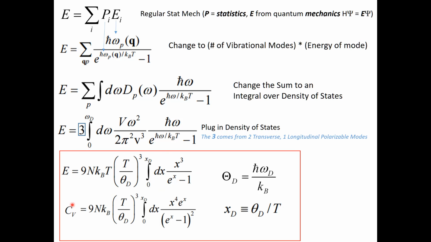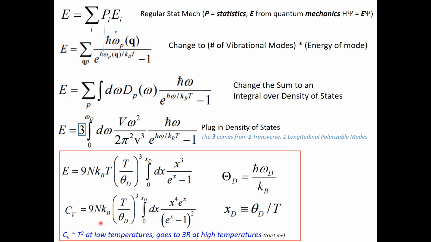And the heat capacity is the partial of E with respect to T. If you did that, you would get this expression. Quite complicated. But the important part is that at low temperatures, the heat capacity is proportional to T cubed. Yay! And also at high temperatures, it goes to 3R. You're just going to have to trust me on this one. All right?